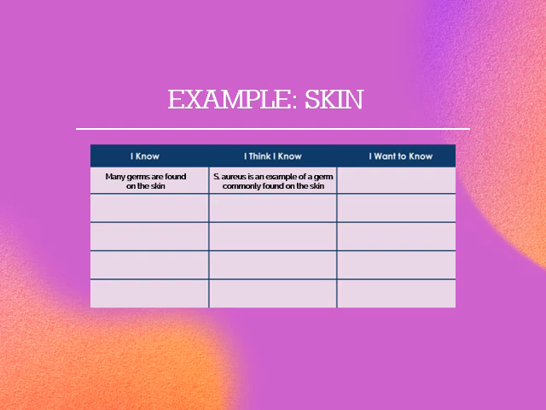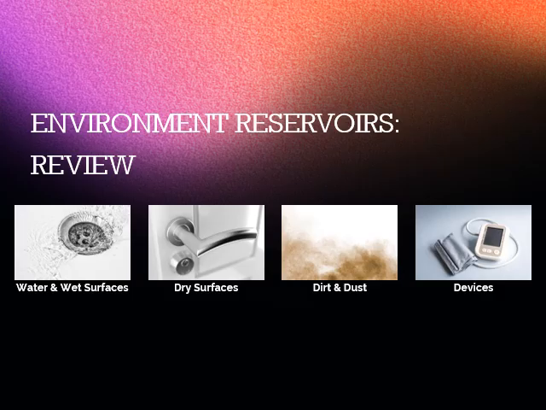For example, if you chose skin as your body reservoir, you might jot down that you know that lots of germs are found on the skin, and you think you know that staph is an example of a germ commonly found on the skin. Now do the same thing using the table for environment reservoirs in your participant booklet. Choose one environmental reservoir to make notes about in the table on page 2.